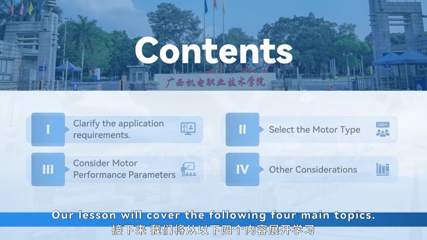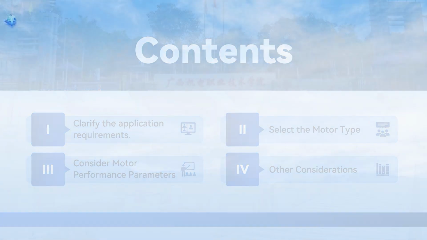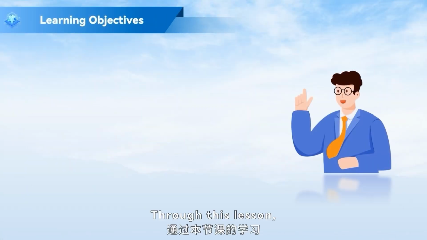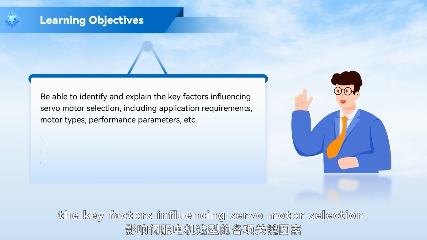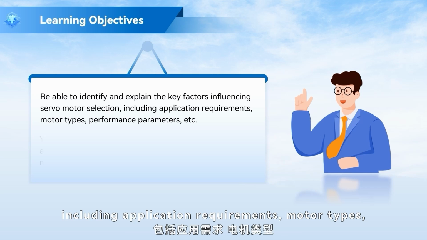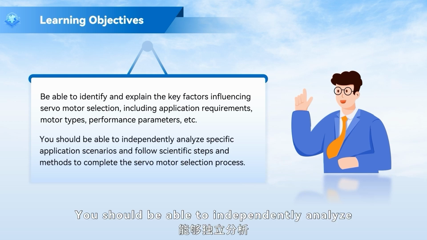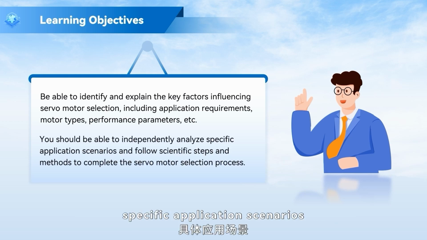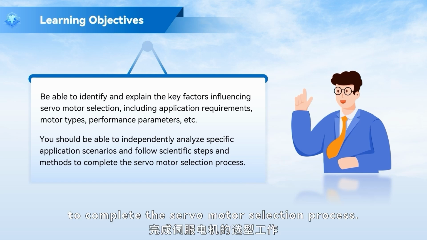Our lesson will cover the following 4 main topics. Through this lesson, I hope everyone can identify and explain the key factors influencing servo motor selection, including application requirements, motor types, performance parameters, etc. You should be able to independently analyze specific application scenarios and follow scientific steps and methods to complete the servo motor selection process.